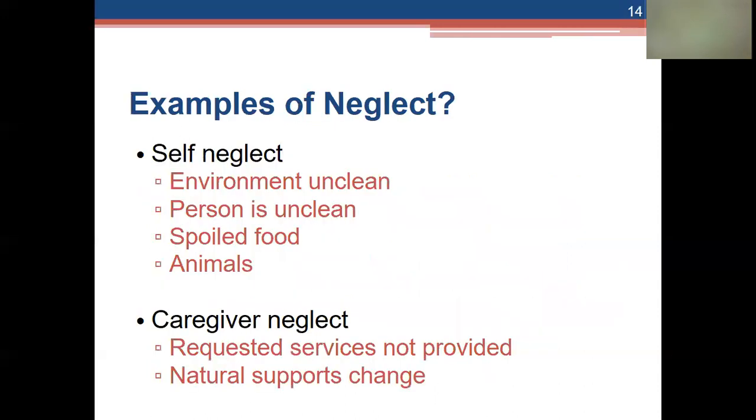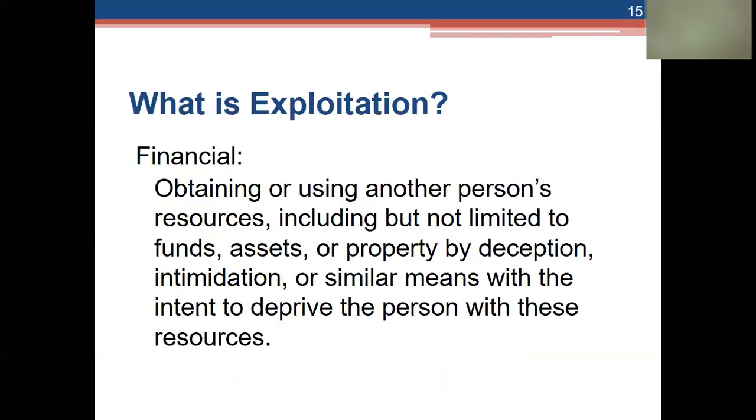There are two types of neglect. The first is self-neglect. So this may be that the environment in which they live is unclean, the person is unclean, animals or spoiled food, etc. The second is the caregiver is neglectful. Requested services may not be being provided, or their natural supports may change, which in turn changes what the participant needs are. Again, if anyone suspects neglect, please fill out a critical incident report and refer it to APS or CPS.